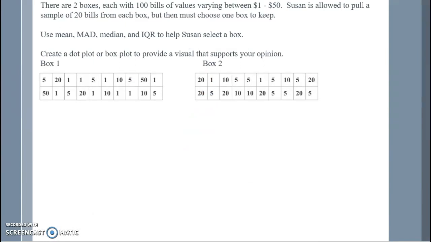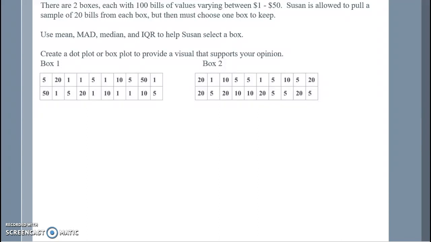Okay, there are 2 boxes, each with 100 bills of value varying between $1 and $50. Susan is allowed to pull a sample of 20 bills from each box, but then must choose one box to keep. Use the mean, MAD, median, and IQR to help Susan select a box. Create a dot plot or box plot to provide a visual that supports your opinions.